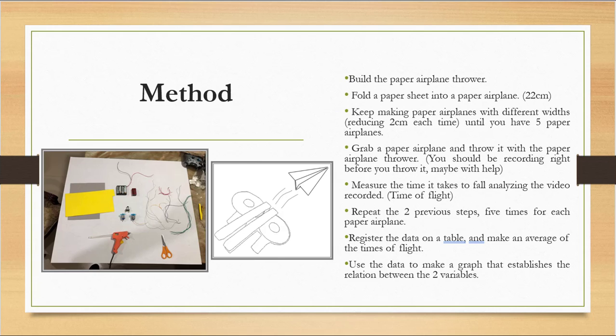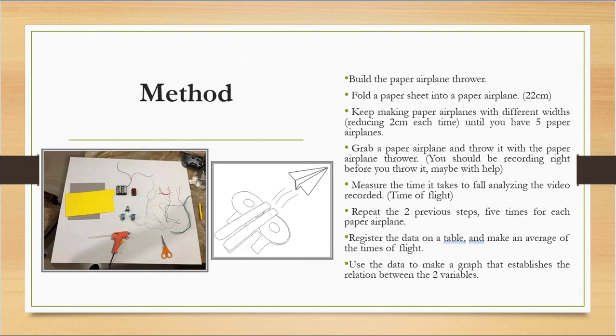Most of the materials used in this experiment are shown in the left image, excluding the paper sheets and the ruler. The design of the paper airplane thrower is shown in the right image. The first step is to build the paper airplane thrower. Then, you'll have to fold the paper sheet into a paper airplane. You'll keep making paper airplanes with different widths, reducing 2 cm each time, until you have 5 paper airplanes.